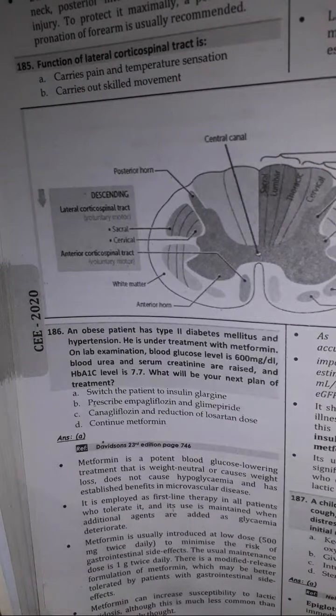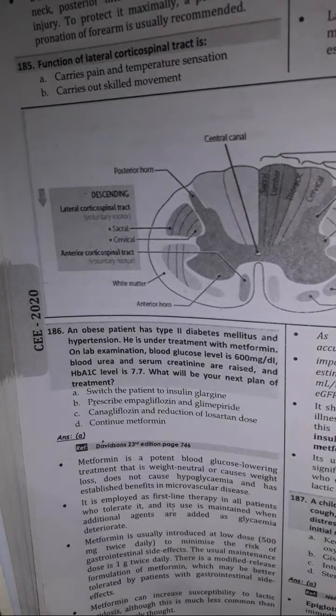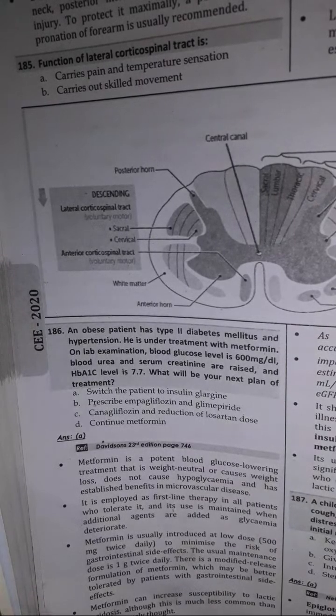Metformin is usually introduced at a low dose, 500 mg twice daily, to minimize the risk of gastrointestinal side effects. The usual maintenance dose is 1 gram twice daily. There is a modified release formulation of metformin which may be better tolerated by patients with gastrointestinal side effects.